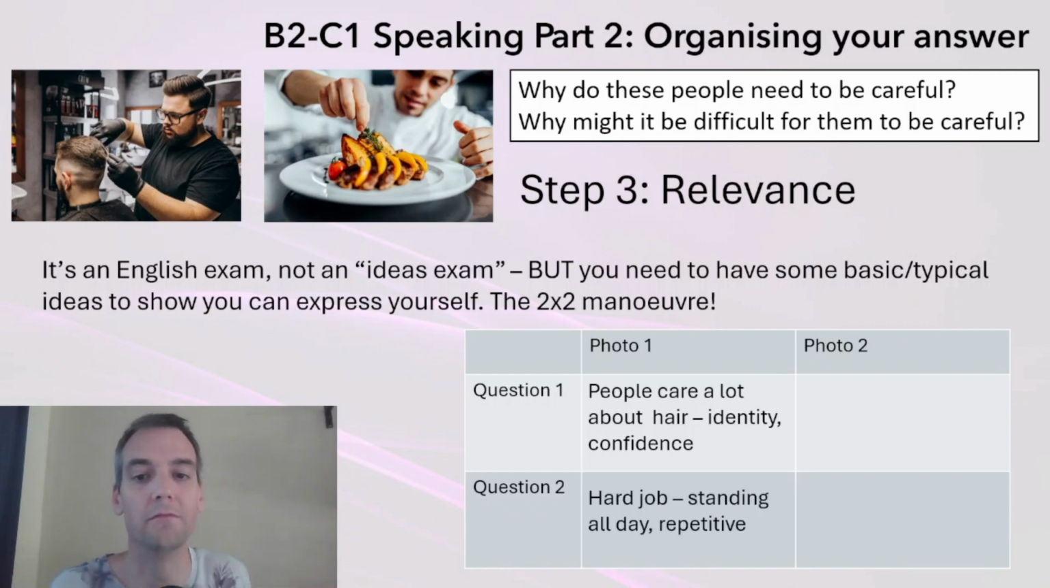And then we also need a little idea for question 2. Why is it difficult? Well, for a hairdresser, it's a hard job. They're standing all day. Maybe it's repetitive, so it gets a bit boring. Maybe their wrists start to hurt. The ideas should start flowing.